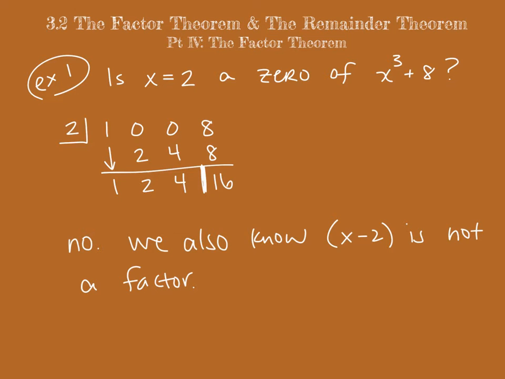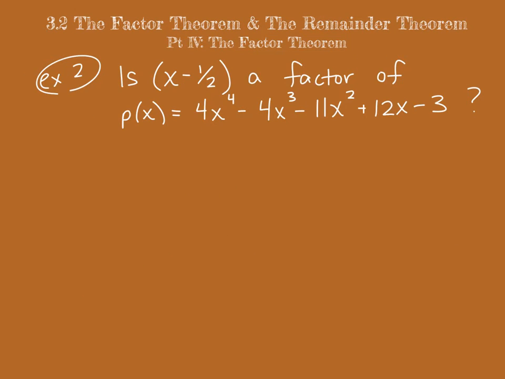Let's take a look at an example where we do have a 0. All right, we're asking now, is x minus 1/2 a factor of this long quartic polynomial here? So we want to know, is this a factor? We're really asking also, is 1/2, positive 1/2, a 0? So let's check using synthetic division. 1/2 is our number in question. We want to know that when we divide p of x by x minus 1/2, we want to see what remainder we get to see if 1/2 is in fact a 0.